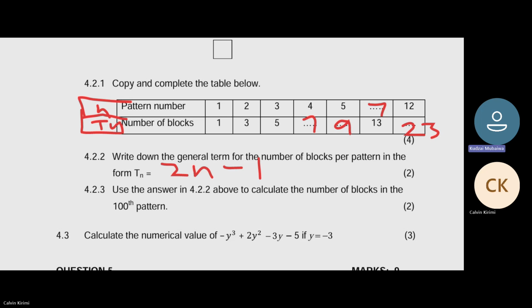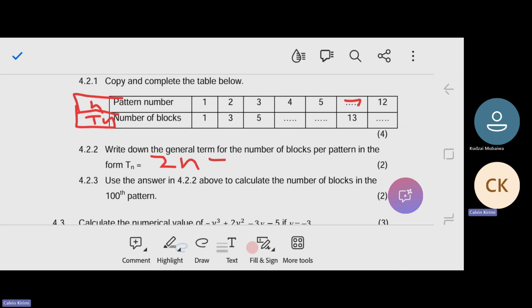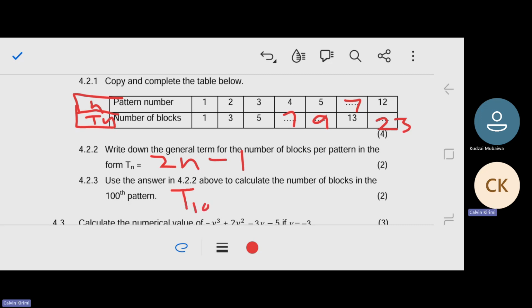Is it 199? 199. Which means T100, term number 100, will be equal to 2 times what? Times 100, minus 1, which is equal to 199. 199.